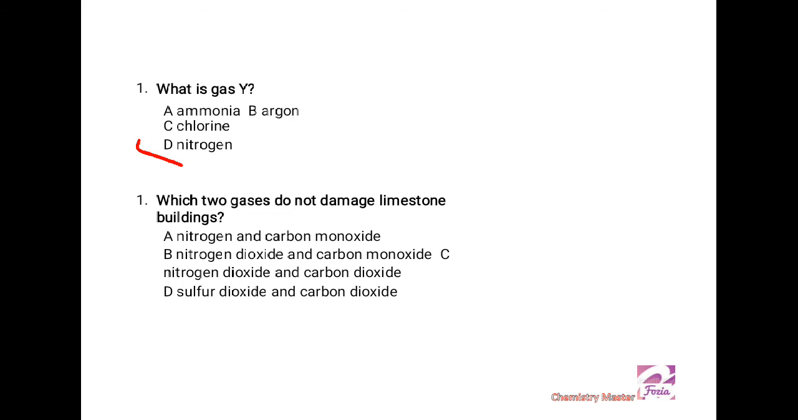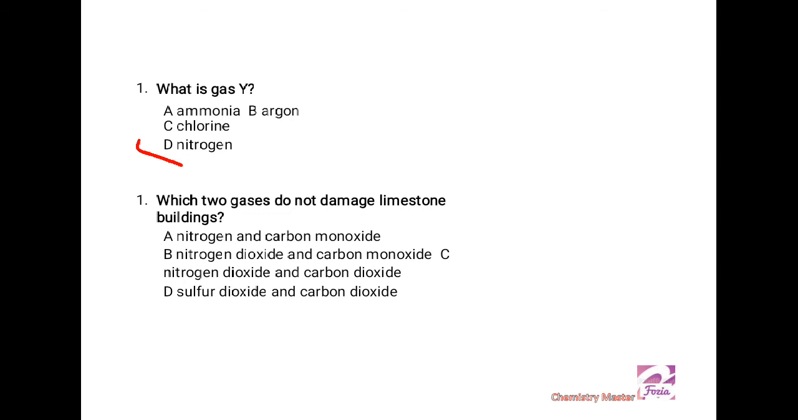There is a problem of pollutant gases. You know, the oxides of sulfur and oxides of nitrogen are acidic in nature. And whenever their concentration becomes higher in the atmosphere, they become the reason for acid rain. And the acid rain damages all limestone buildings.